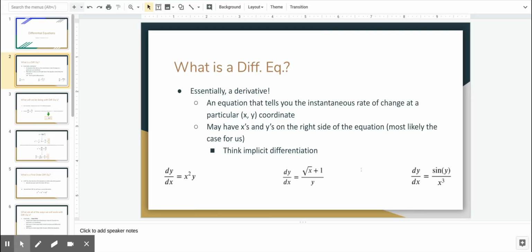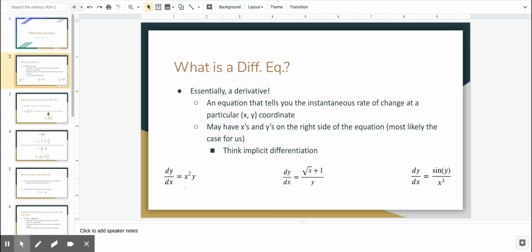I tried to show you a variety. It certainly could be made up of only x's or only y's. But again, typically what we'll be doing is having a mixture of both x's and y's. So these are all examples of differential equations. Yes, they look just like derivatives, right? dy/dx is the derivative. And so I don't want you to get freaked out by the fact that they're called differential equations. Why do they have a different name? It's just a distinction for the study of differential equations as opposed to derivatives, and so forth. So here are a couple examples of differential equations.